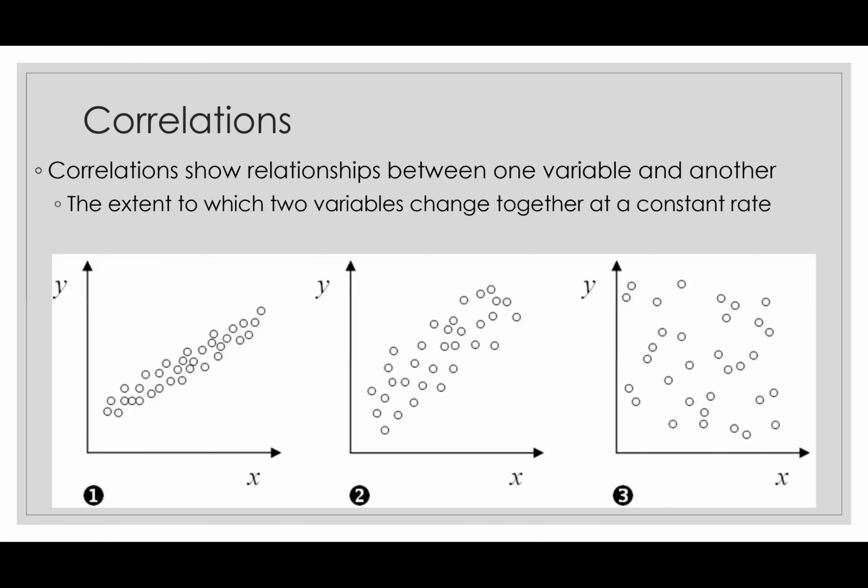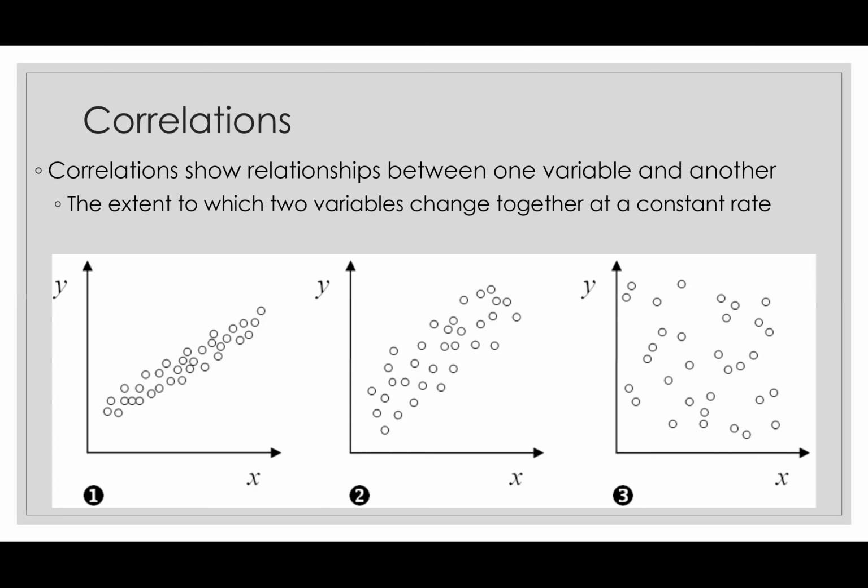So next we'll talk about correlations. Correlations show the relationships between one variable and another variable. In the case of the figure here, we are looking at the x variable on the horizontal axis and the y variable that goes up and down on the vertical axis. Another way of saying this is, to what extent do two variables change together at a constant rate?